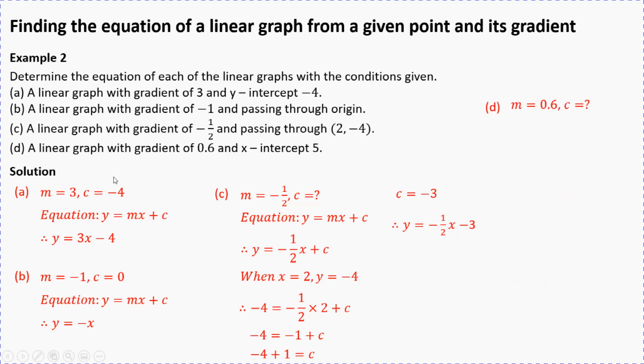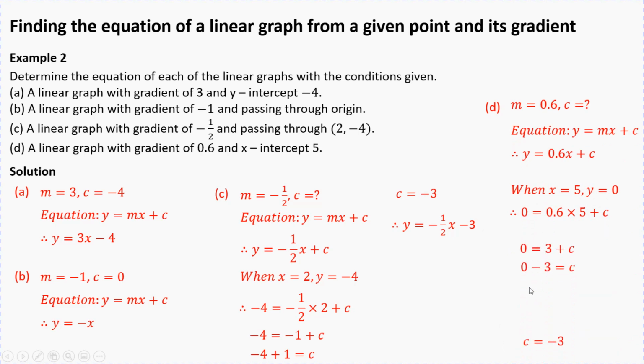Okay, another one. Remember, x-intercept 5 is not y-intercept 5. If that was y-intercept 5, then you can say c is just 5. But when the x-intercept is 5, that just means you have another point (5, 0). So you have to do something similar to part C. When x equals 5, y equals 0. So you put the numbers into your equation to find c, and after that you just put c back into the equation and you get the answer, right?